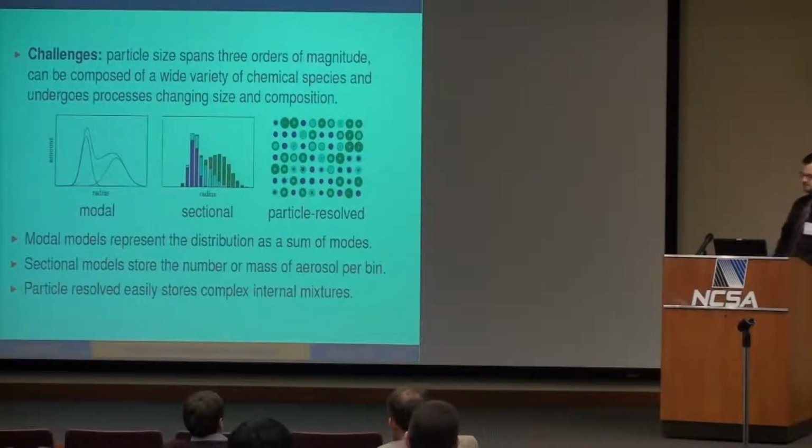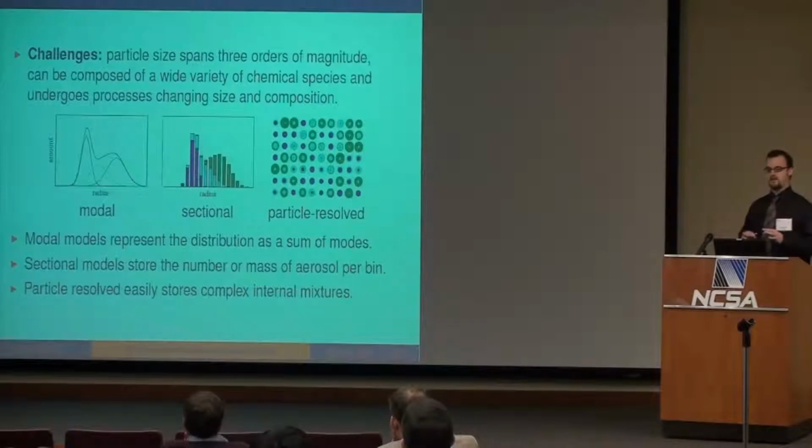So how do we go about representing those in weather models? As I've mentioned previously, one of the challenges is that particle sizes span 3 orders of magnitude and can be composed of a wide variety of chemical species. And also, to complicate the problem, all these things are constantly changing.